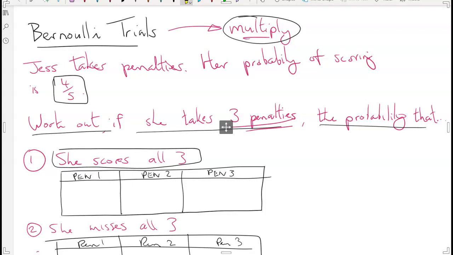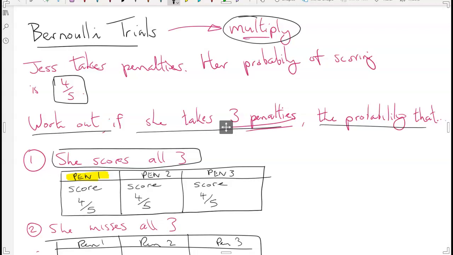Okay, for that to happen, what would need to happen in penalty 1? Well, she would need to score it. So she would need to score penalty 1. Now, what's the probability of that happening? 4/5. What would need to happen for penalty 2? She would need to score penalty 2. And of course, the probability of that happening is 4/5. We were told this in the question. What would happen in penalty 3? She would score it. So the probability of that happening is 4/5.